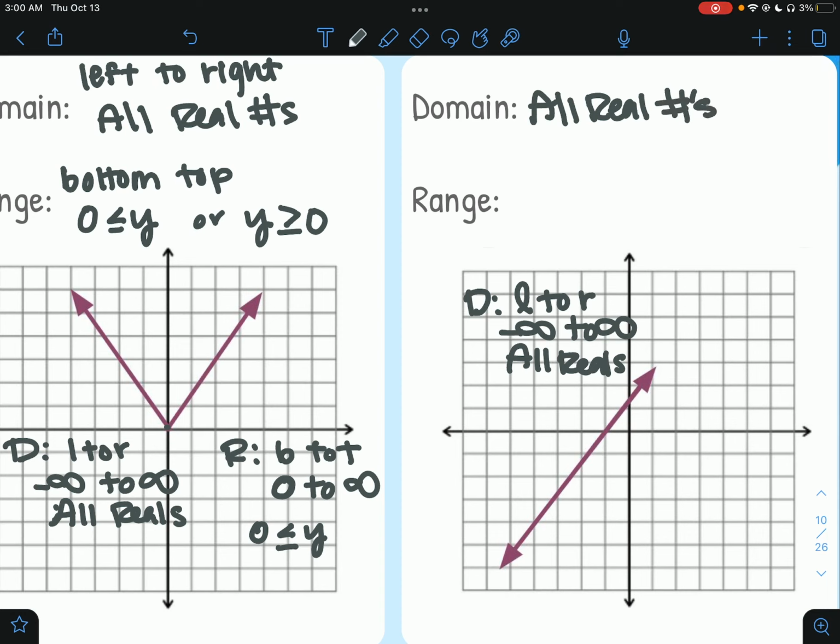We do the same thing with our range. With range, we're going to say bottom to top. Here we would have it going down forever, so that would be negative infinity, going up forever, that would be positive infinity. So here we would have all real numbers.